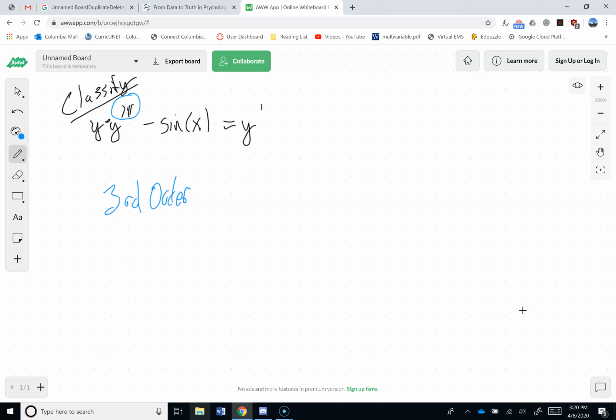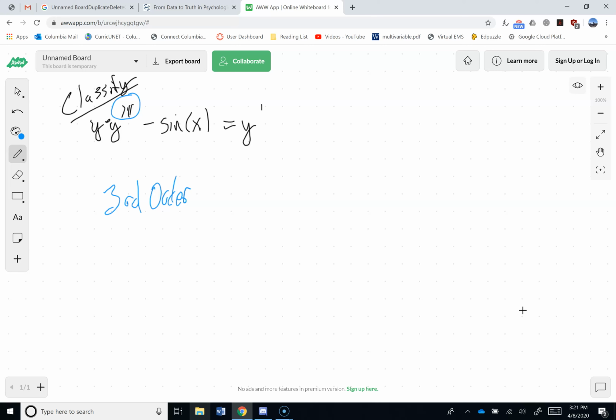Why is it third order and not also first order? Because it's the highest order, not the orders of every single one. Yep, good. Find the highest derivative present. So I have a y triple prime, hence third order. Okay. What else?